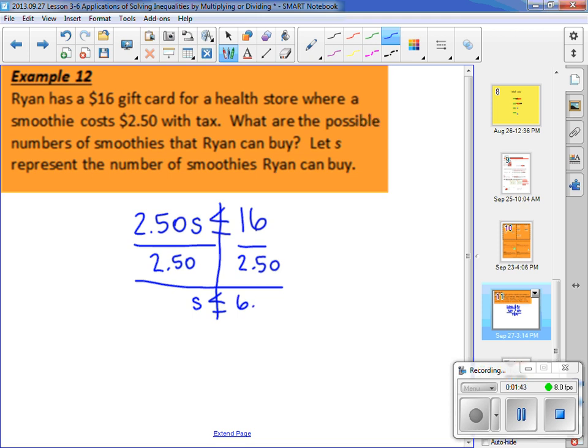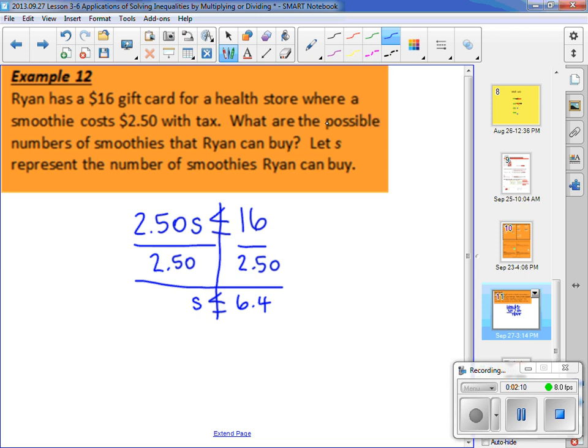6.4? Okay. So if S is less than or equal to 6.4, what does that mean in terms of what Ryan's doing up here? Okay. And remember, we have to make graphs, and on the graphs of these, we have to ask ourselves about decimals and negatives. So can he buy, do what?